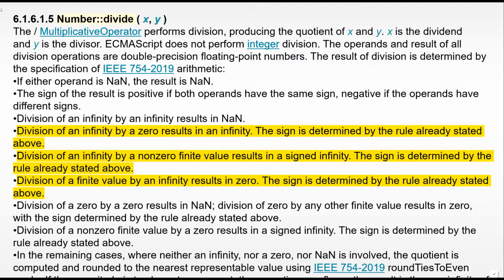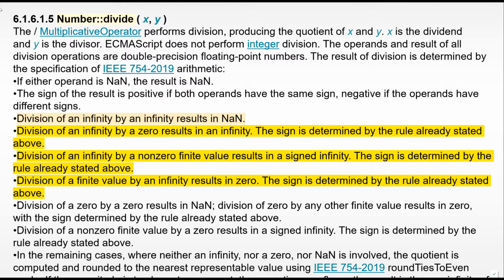These things are in fact described again in the ECMAScript specification of the language, where it is clearly said that division of an infinity by 0 results in an infinity, division of an infinity by a non-zero finite value results in a signed infinity, division of a finite value by an infinity results in 0. So all those things are actually given to us as rules that browsers have to follow. And in this case, we have another condition. Division of an infinity by infinity results in NaN, not a number.